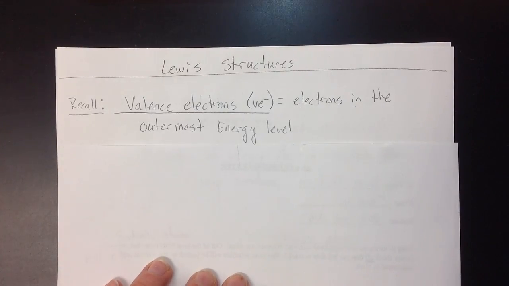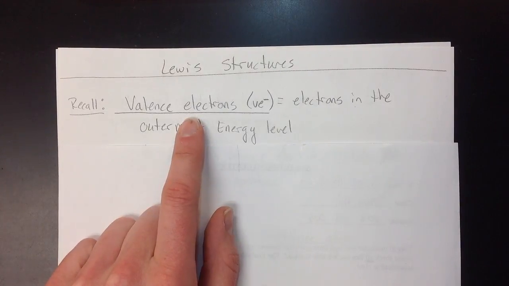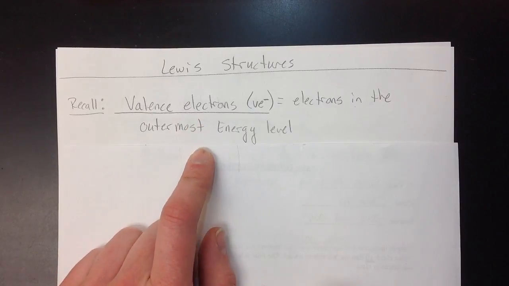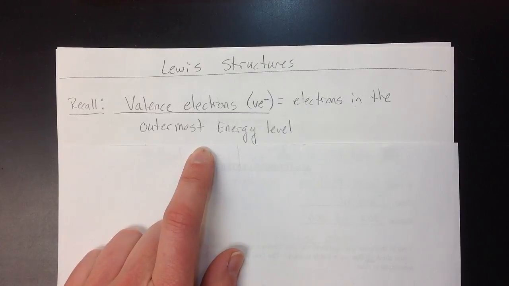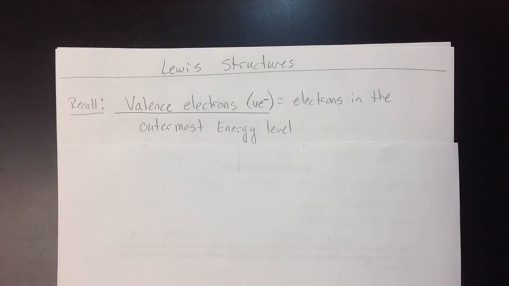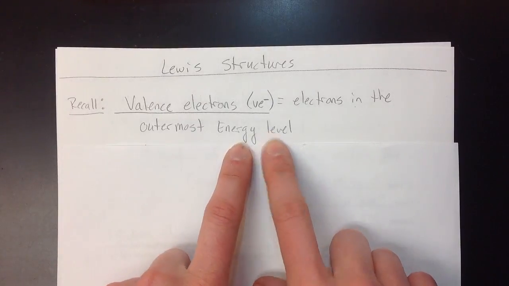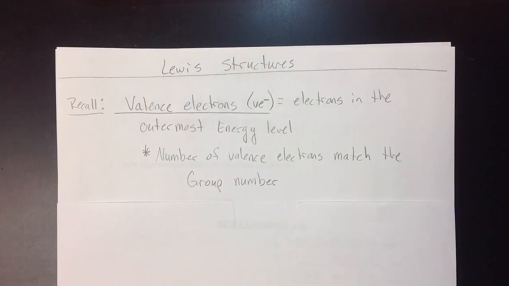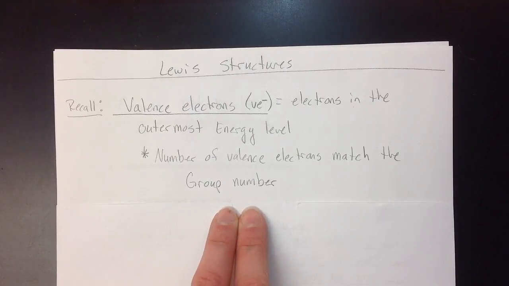First, let's recall some terminology. The term valence electrons is going to refer to the electrons that are in your outermost energy level. Now with Bohr's model, we have our nucleus in the center and then the surrounding rings. Those rings or those orbits are called your energy levels. We also know that our number of valence electrons matches the group number.